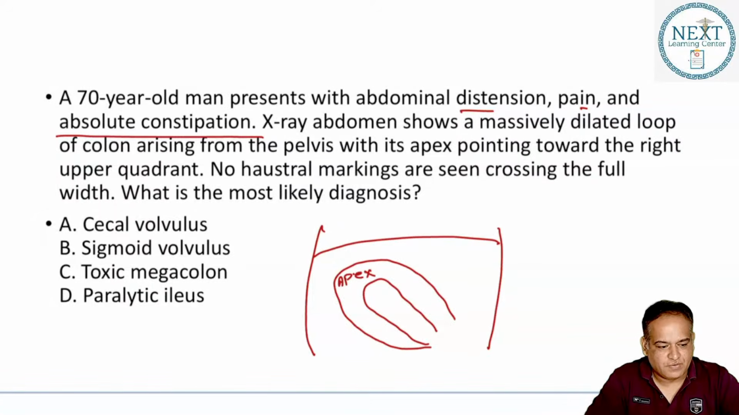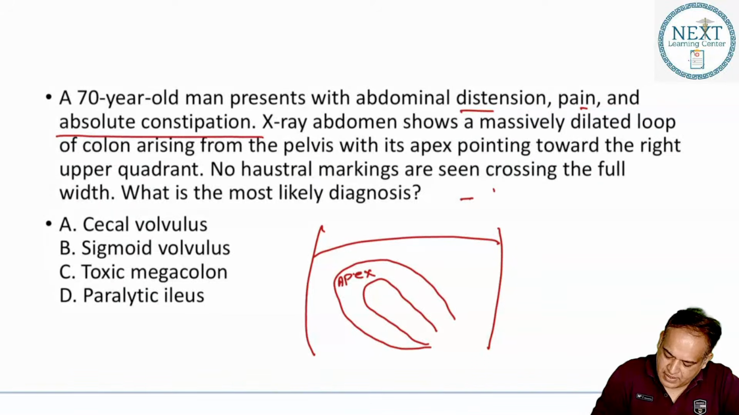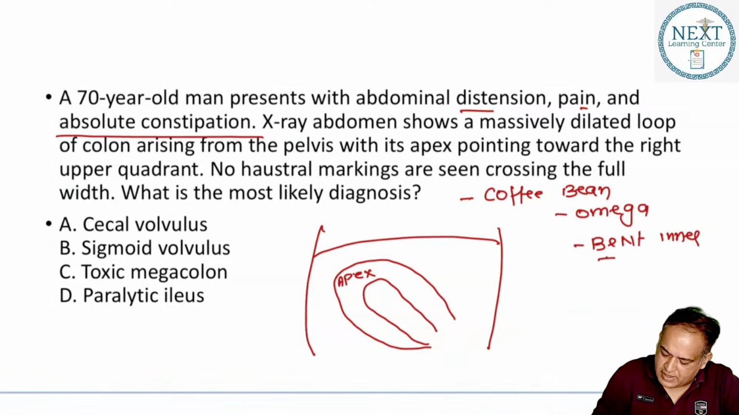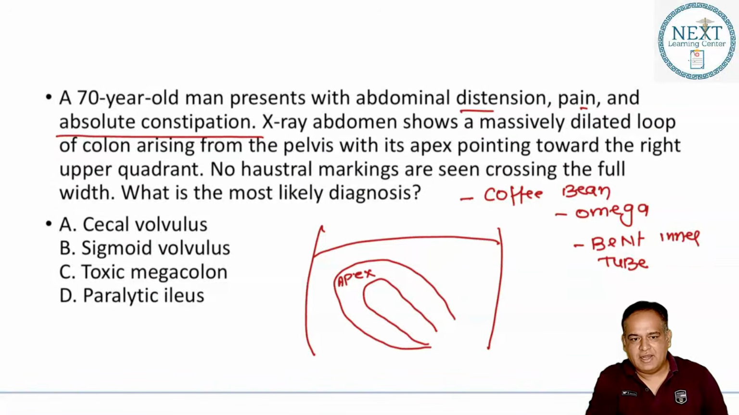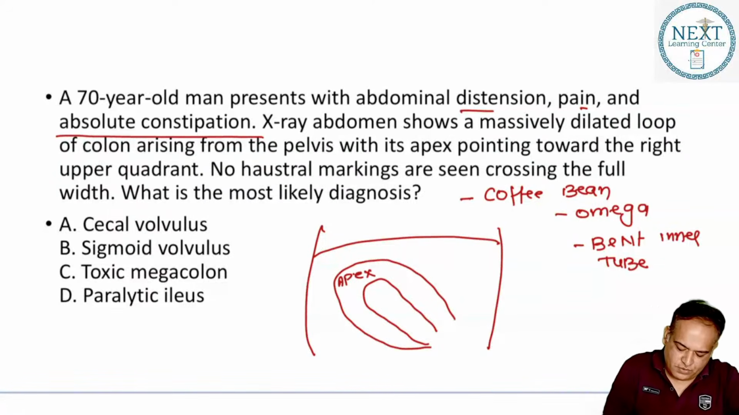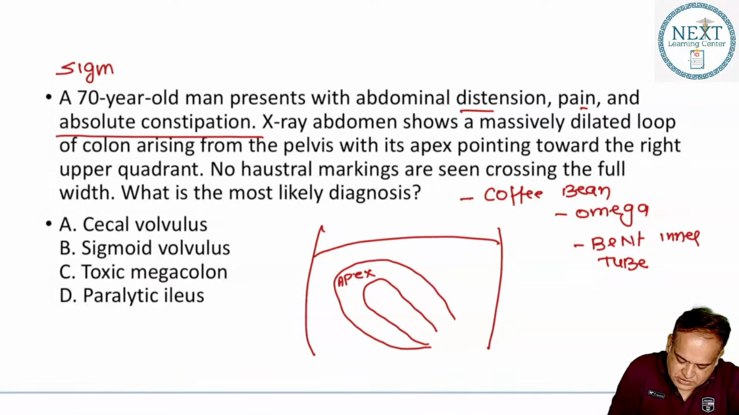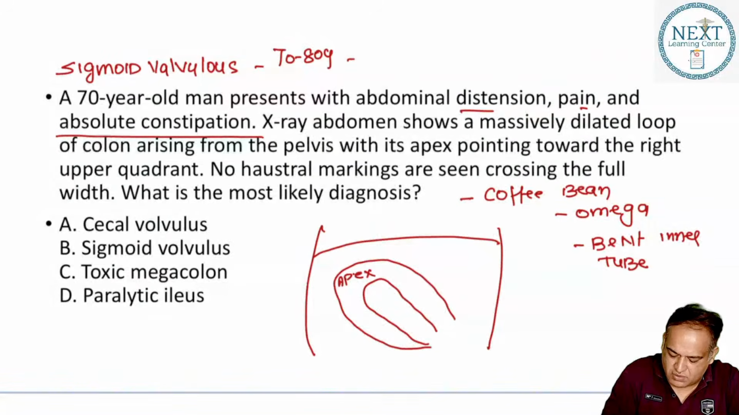What is the diagnosis? This is typically the coffee bean sign, also known as the omega sign, also known as the bent inner tube sign. Fine. So your patient is suffering from sigmoid volvulus. 70 to 80 years is the common age.